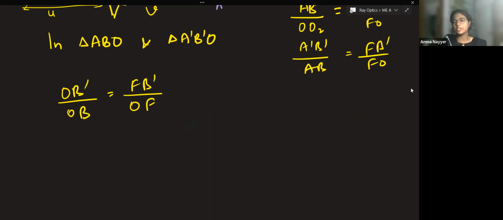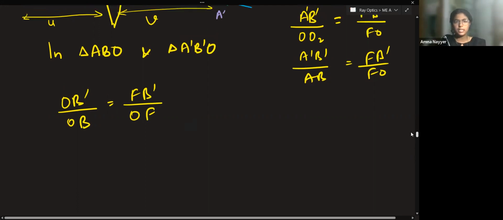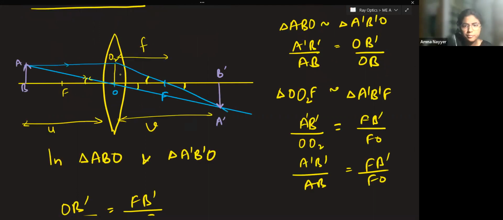Now FB dash. If you write this term FB dash, so see this complete term. If this complete is OB dash and you take out OF, what are you left with? FB dash. See class, OB dash is this, F point is here. If you remove OF from OB dash, you will be left with FB dash. So OB dash minus OF gives FB dash.